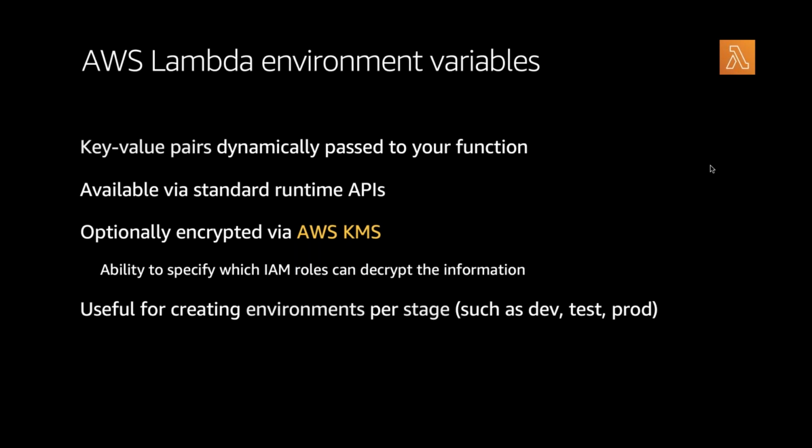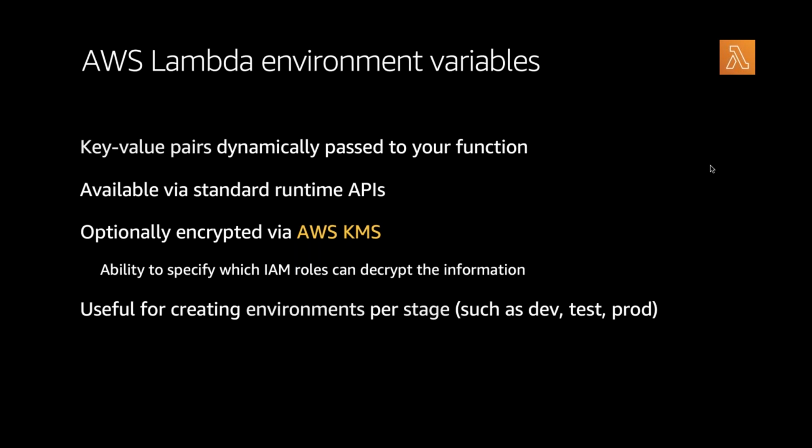So if you're using Python, it will be os.environ. If you're using Node.js, it will be process.env. If you're using other runtimes, other languages, you would just access it as a regular environment variable. Now, this is super useful for those things that depend on the stage, that depend on which environment you are deploying this function or this code to. So if you have things that change, whether it's a dev, test or prod environment, environment variables are a very good tool.